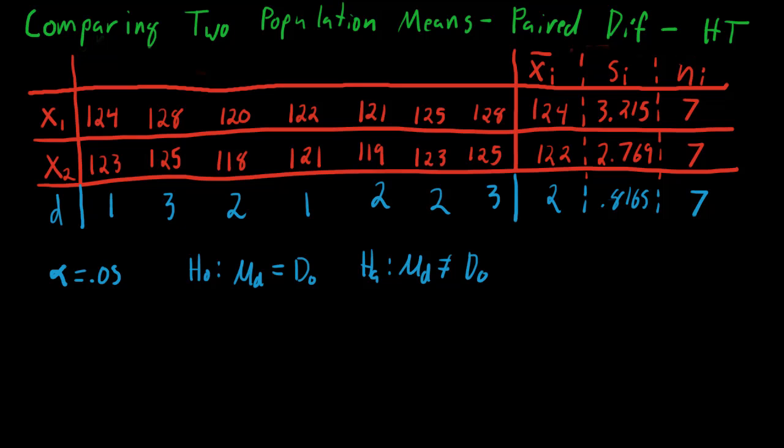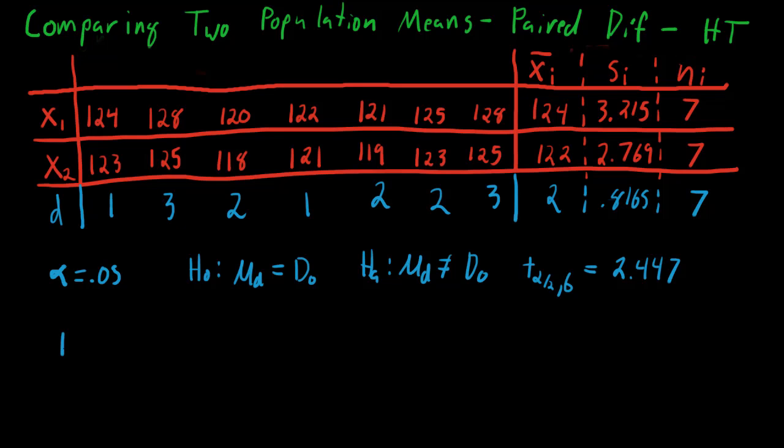So if we turn that into our hypothesis test value, or our t sub alpha over 2, we get t of alpha over 2 with 7 minus 1, or 6 degrees of freedom, is equal to our t sub alpha over 2 value of 2.447. Now we just need to calculate our test statistic.